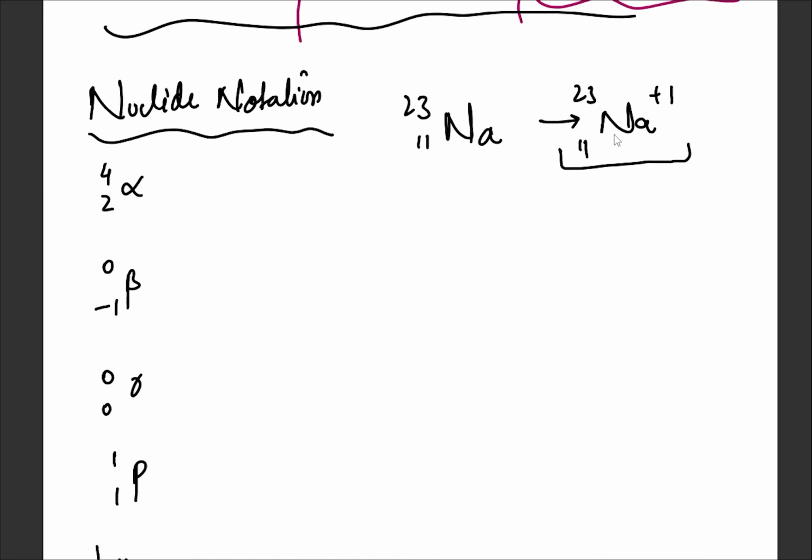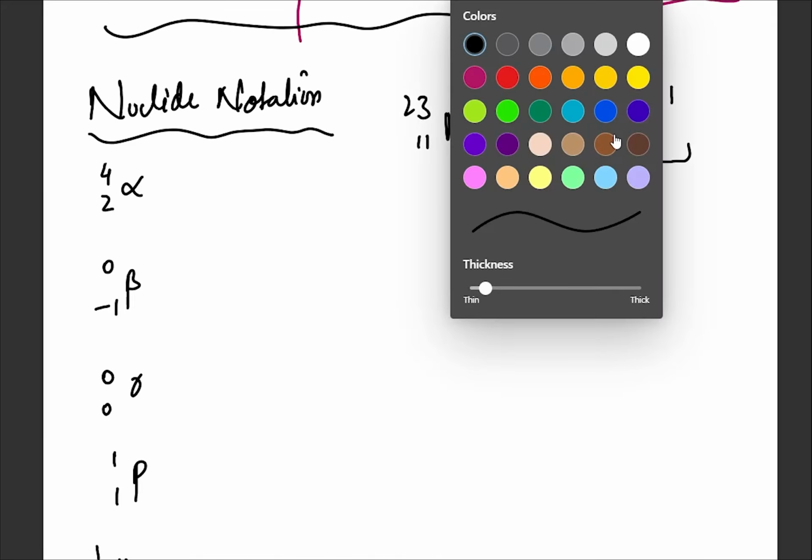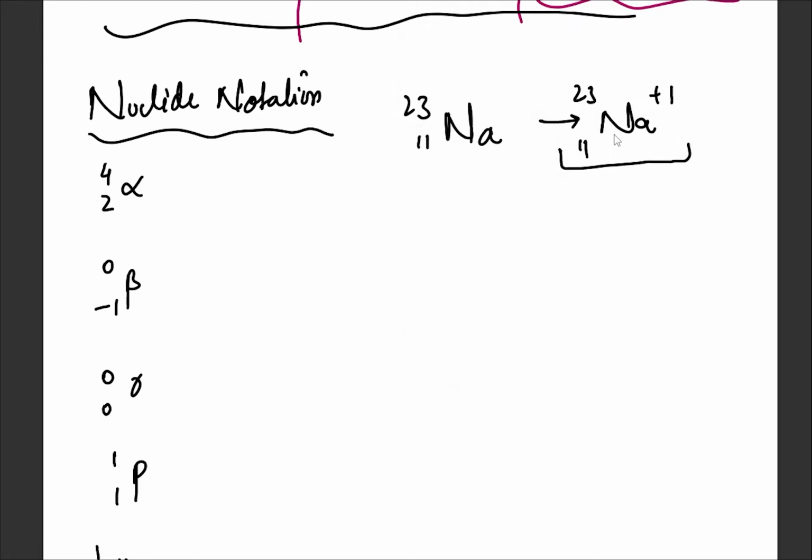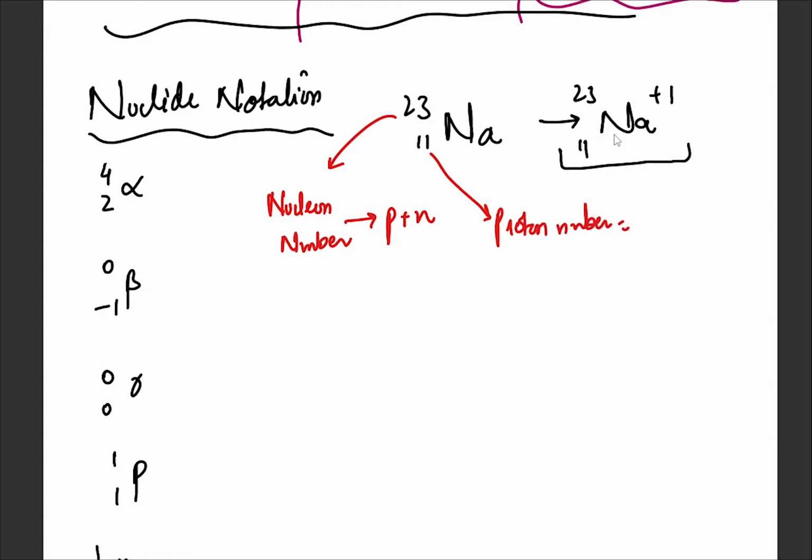Now, what do these numbers represent? The one written at the top and the one written at the bottom. The top one is the nucleon number, which represents the total number of protons plus neutrons in the atom. The lower one represents the proton number only. Proton number means how many protons exist in this atom.